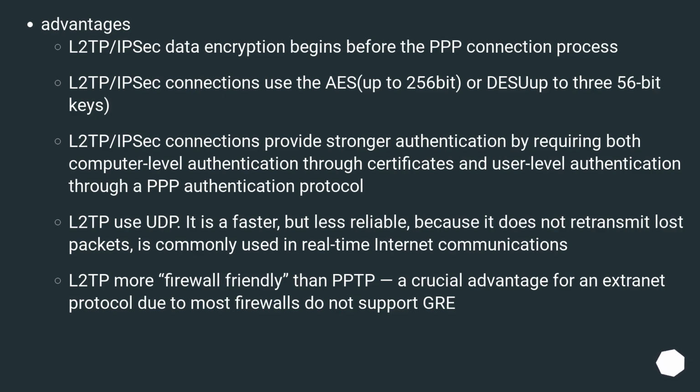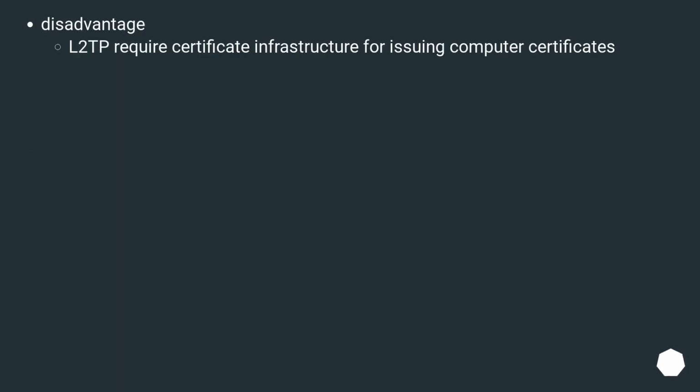L2TP uses UDP. It is faster, but less reliable, because it does not retransmit lost packets. It's commonly used in real-time internet communications. L2TP is more firewall-friendly than PPTP, a crucial advantage for an extranet protocol, since most firewalls do not support GRE. Disadvantage: L2TP requires a certificate infrastructure for issuing computer certificates.